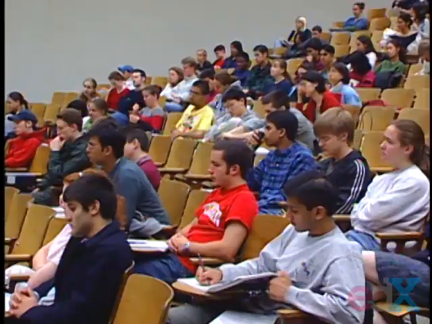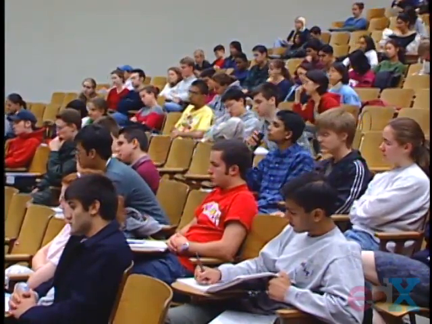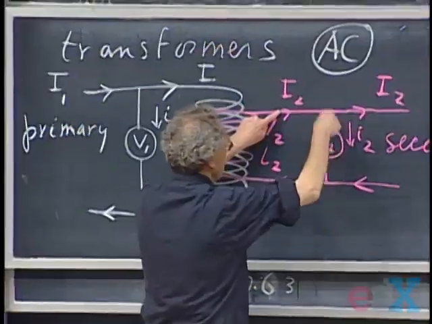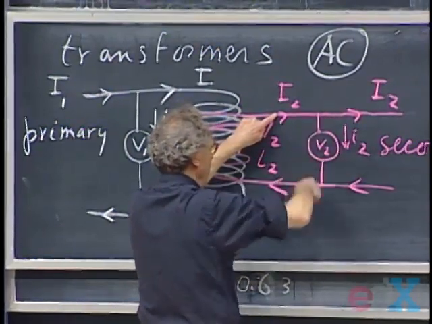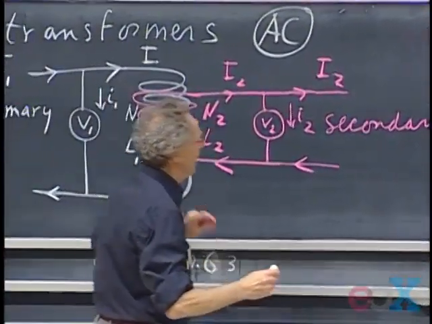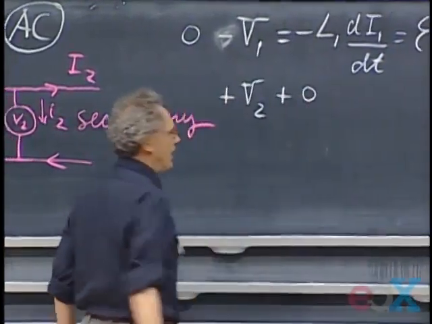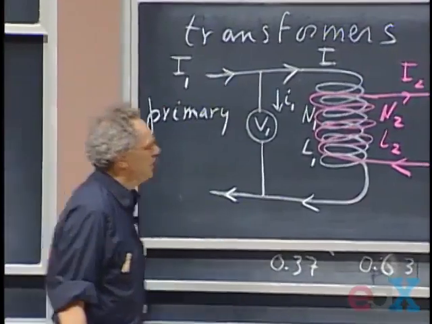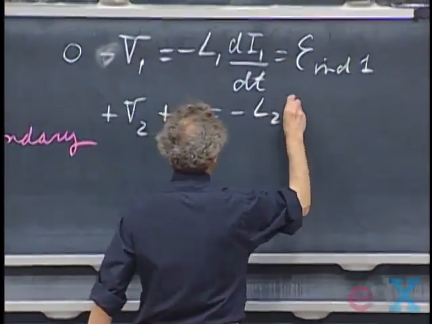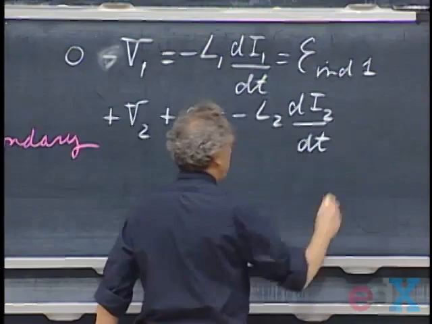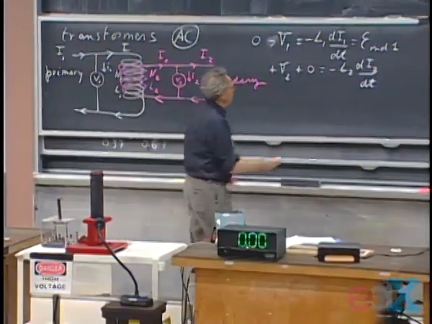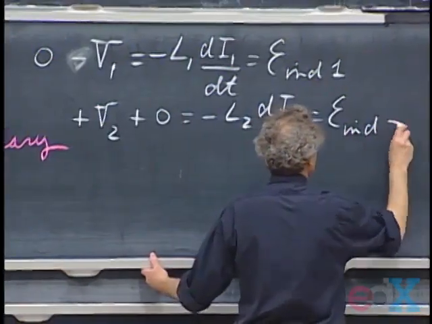I know that this is the electric field induced inside one. And now I do the same on the secondary side. I start here. The current I2 is in the same direction as the direction that I move, so I have plus V2. Then I go through the self-inductor. There's no electric field in the self-inductor, because there's no electric field in a wire that has no resistance. And that now, since I went in the direction of the current, is minus L2 di2 dt. And again, I bury the M contribution. And this now equals the EMF induced in the secondary.